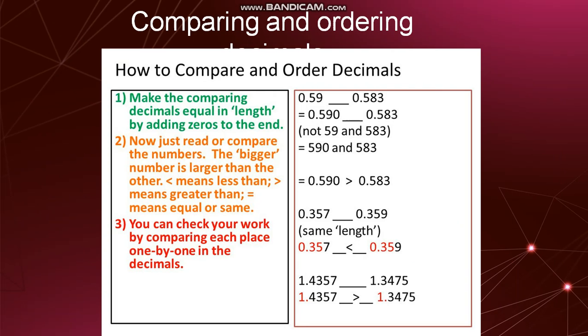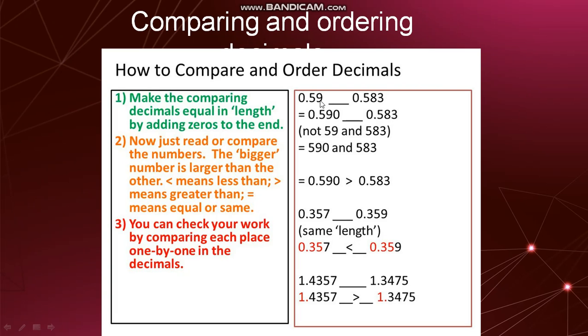So how to compare and order decimals? First, make the comparing decimals equal in length by adding zeros to the end. Equal in length means you first make the unlike decimals into like decimals. Now as you can see, it is 0.59 and 0.583. Which is the longest? This one, not by value but by the number of digits after the decimal point. This number has three digits after the decimal point, whereas this has two. So this one is longer.